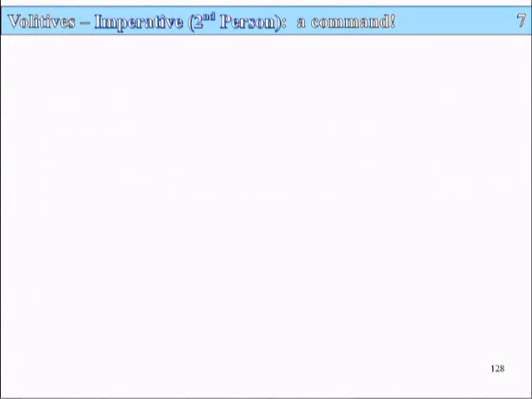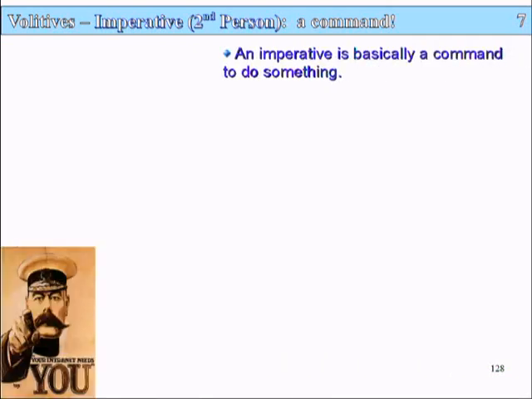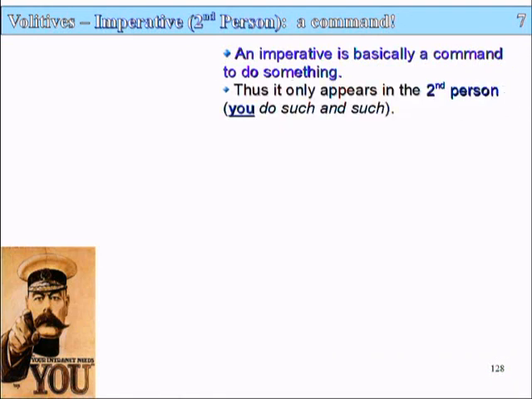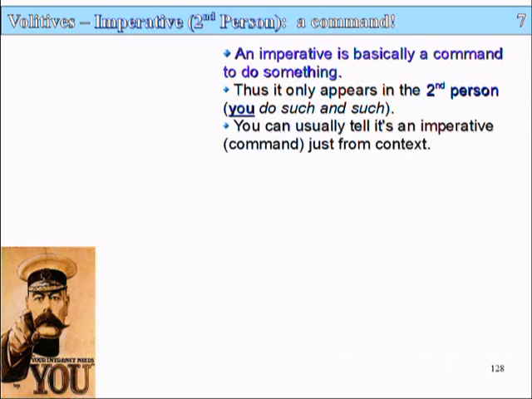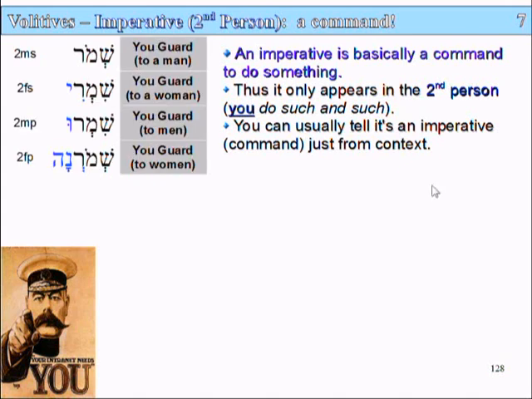Slide 128, Lesson 7, Volitives, the imperative, a second person volitive. The imperative is a command. An imperative is basically a command to do something. Thus, it only appears in the second person. The second person is you do such and such. You can usually tell it's an imperative command just from context. So here we have the table for the imperative. This is the Qal version of the imperative.